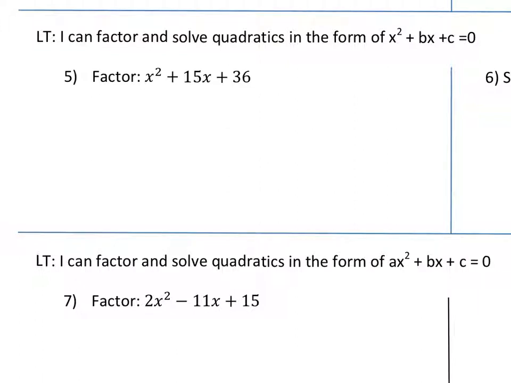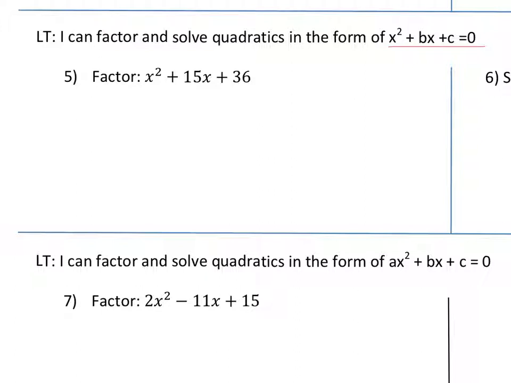All right, the next learning target is I can factor and solve quadratics in the form of x squared plus bx plus c equals 0. So it's really important here that we read the directions, and either we're going to just factor or we're going to solve, which means we are factoring and then using the zero product property to actually set our factors equal to 0 and find the solutions. And then if you notice in this learning target, it says x squared plus bx plus c, which means we are going to use the diamond method because there is a 1 for coefficient in front of x squared.